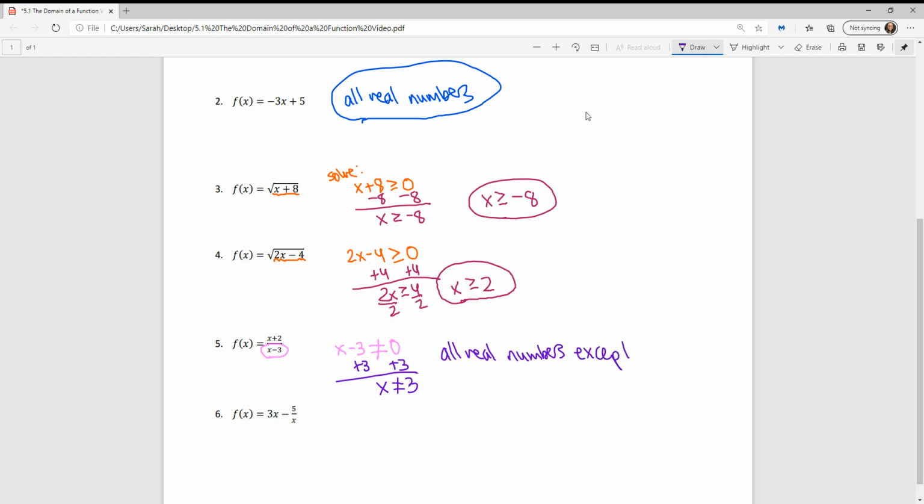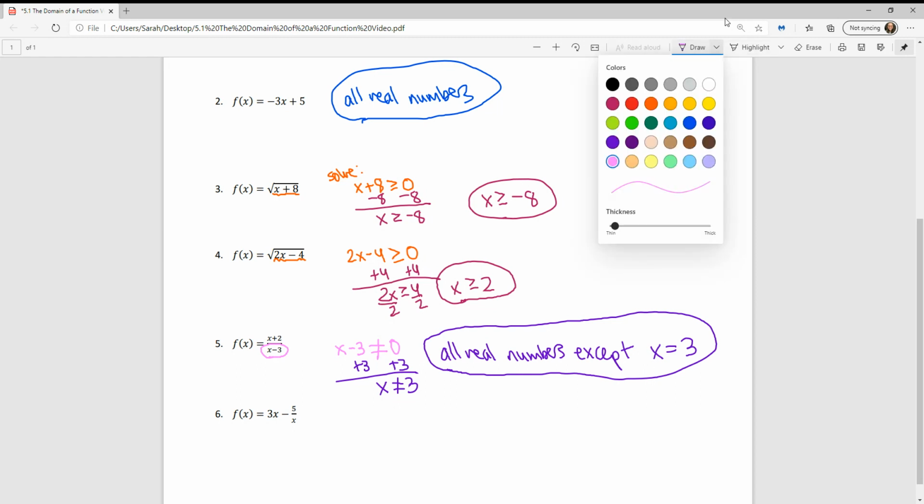except whatever one I can't be equal to. So since x cannot equal 3, I'm going to say all real numbers except x equals 3. Any other number I plug into that fraction, I'll be able to get some sort of number when I evaluate and simplify, unless my x value is 3, because I'd be dividing by 0.